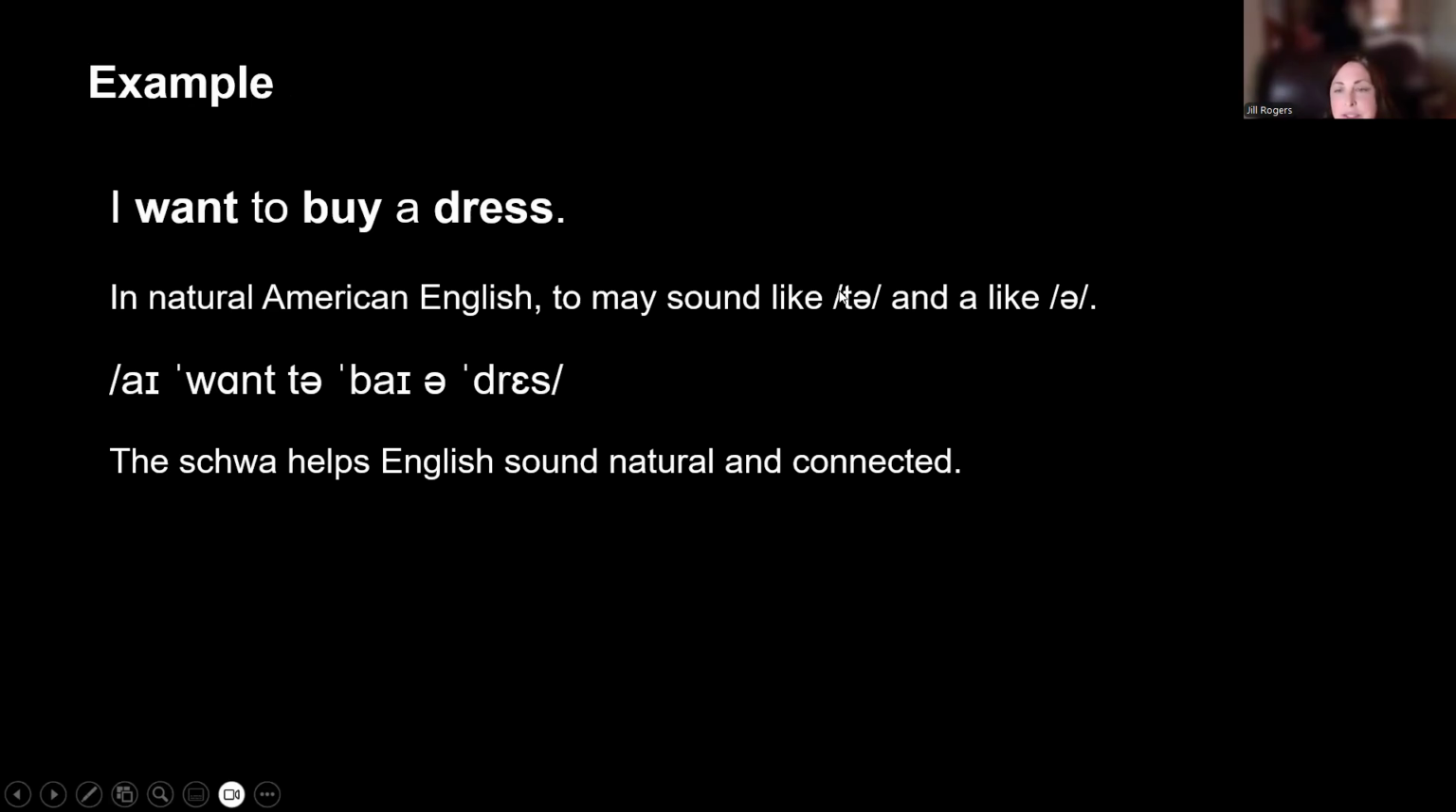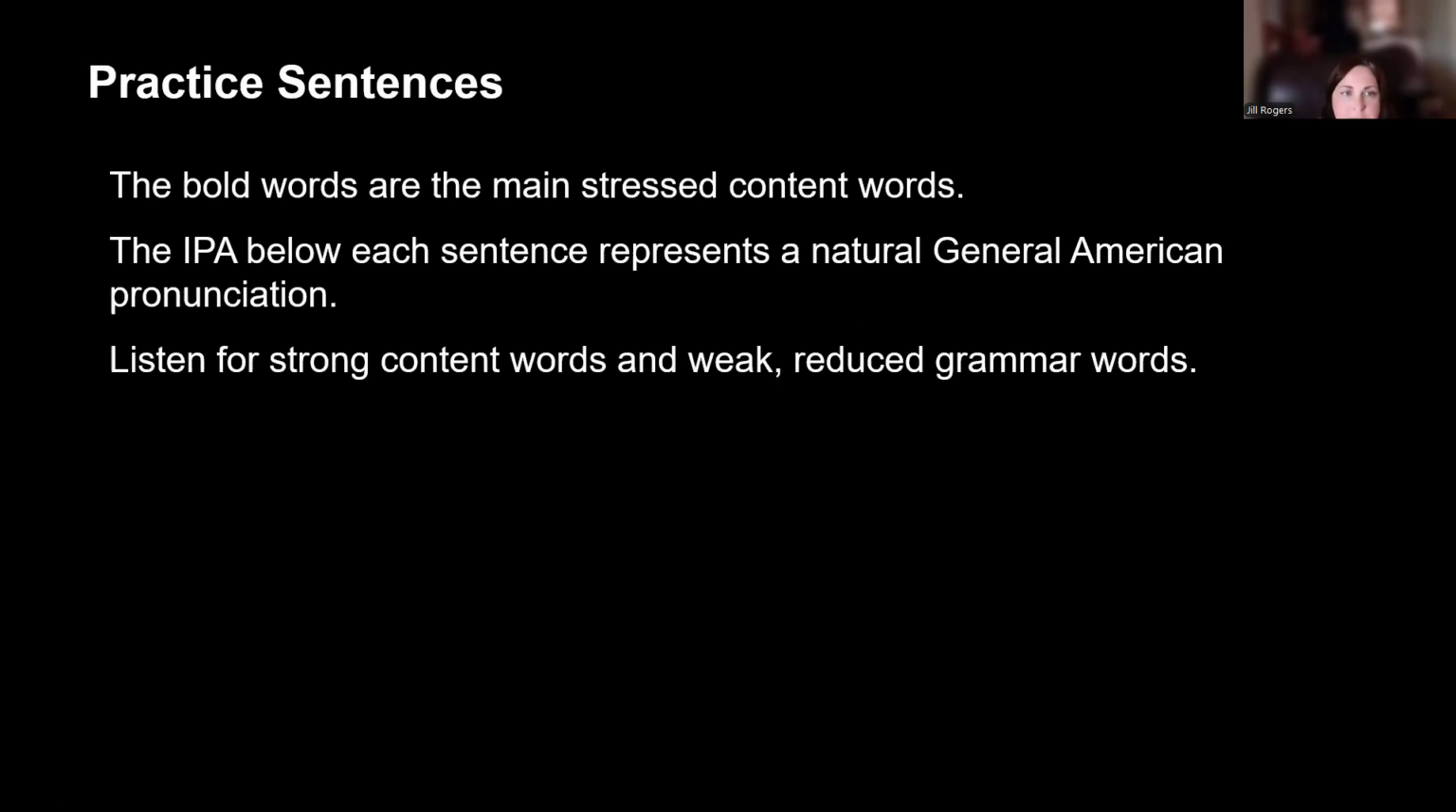We also do a lot of "ta," right? "Duh," that type of thing. All right. So the schwa helps English sound natural and connected and helps with the rhythm. So we're going to do some practice sentences with stressed content words and the schwa. Please note, the IPA below each sentence represents a natural, general American pronunciation. Of course, some Americans speak a little bit differently.